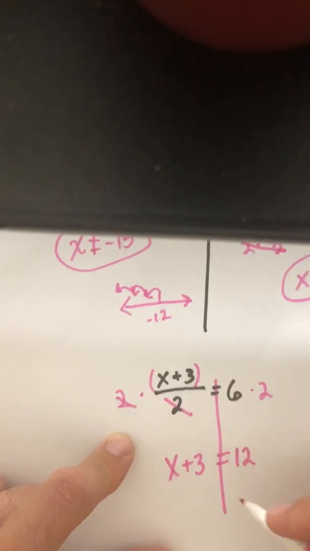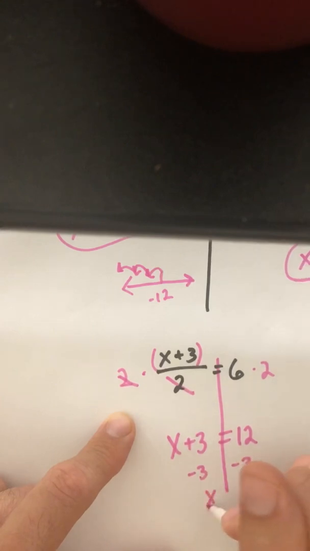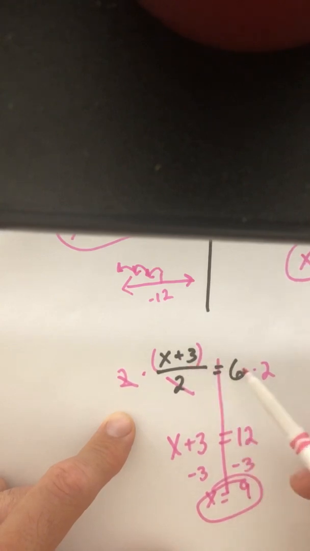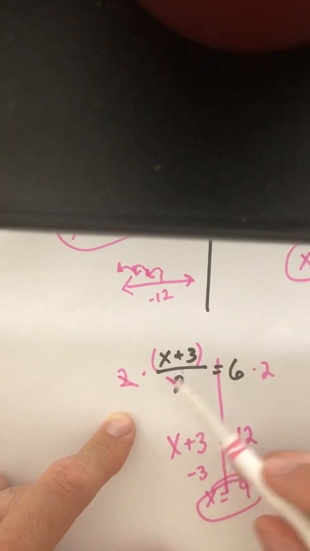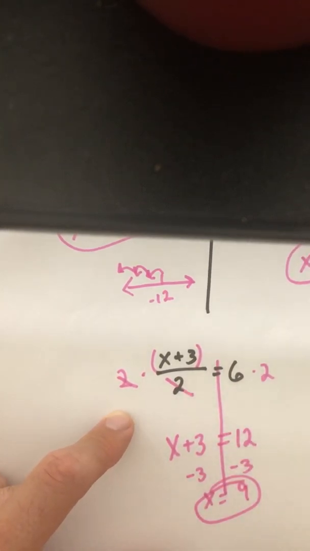6 times 2 is 12. Now, that's one step. Do that in my head. X is equal to 9. Okay, 9 plus 3 is 12 divided by 2 is 6. All right, you may not subtract 3 off first. If you subtract 3 off first, you'll find that you have the wrong answer.